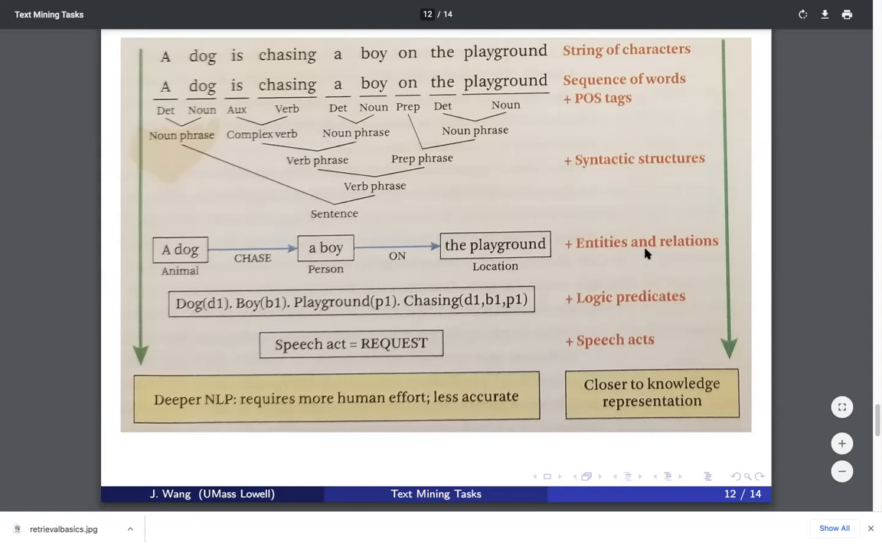And then we look at entities and relations. A dog, that's an entity, so it's an animal. So the relation is chasing a person, a boy, on the playground, so that indicates location. So these are entities and relations for the sentence. And if you have multiple sentences, then you can also look at relations between sentences. And then you come up with logic predicates. Okay, so chasing is a verb, and then you have a subject, an object, and a location. So you put them into this predicate. And the speech act, as we said earlier, really represents a request.